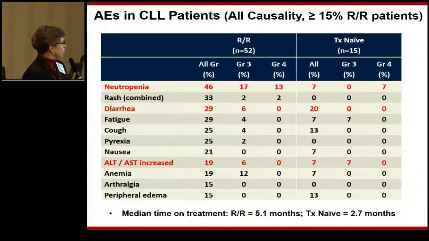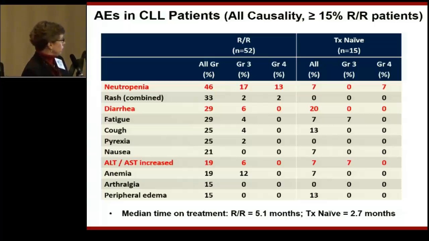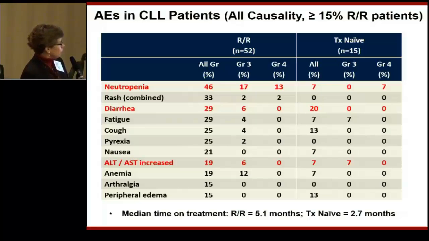If we look at the overall adverse event profile for the whole population, it looks fairly similar to what we're seeing with other molecules. In the relapsed refractory patients, we do see grade 3/4 neutropenia, but again, that's fairly typical. The other with idelalisib, for example: 6% grade 3 diarrhea, and 6% grade 3 transaminitis. In the treatment-naive population, the adverse events look pretty clean.